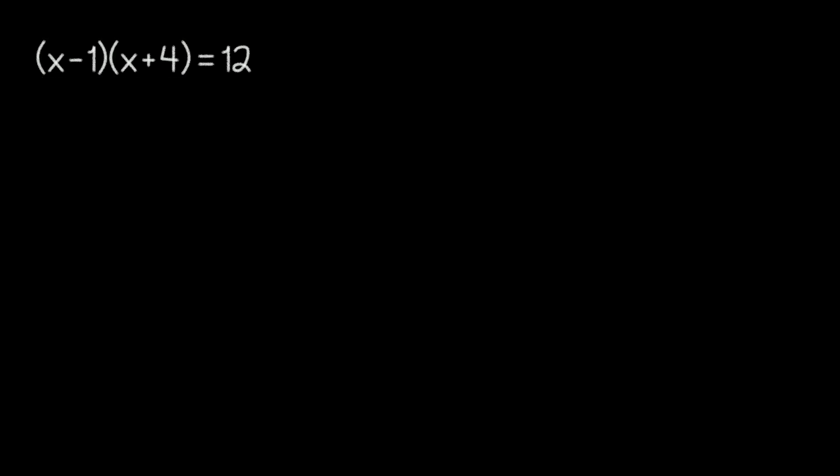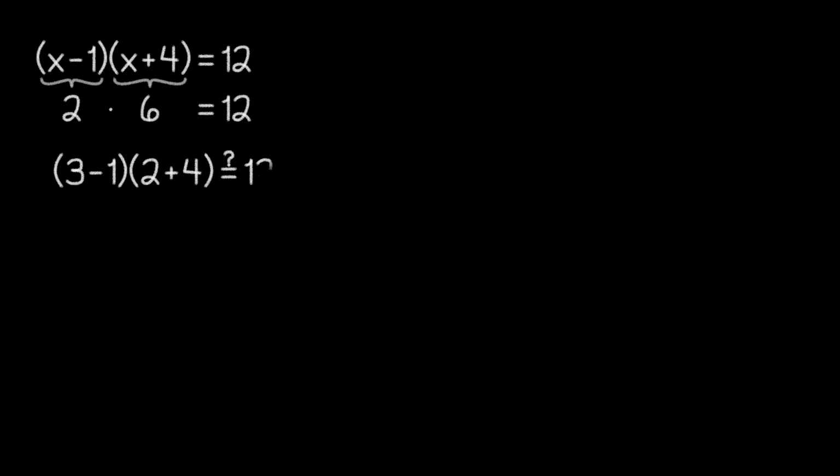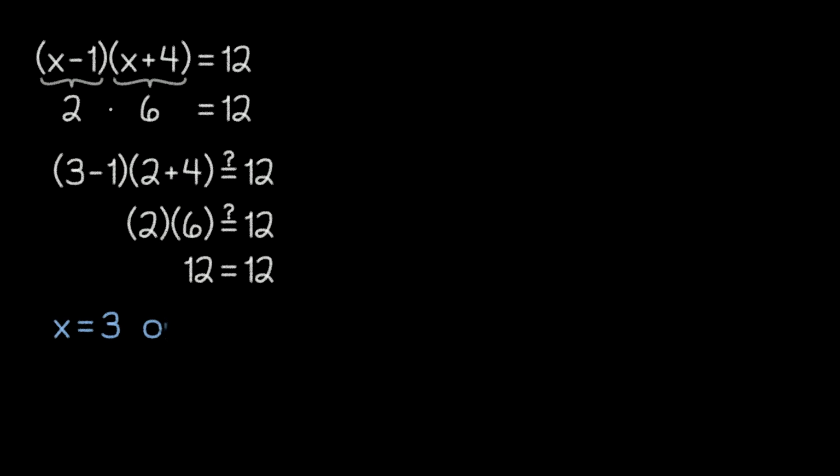For example, if we could get this first factor to be equal to 2 and the second factor to be equal to 6, then we would end up with 2 times 6, which is 12. So how can we make that happen? Well, we just have to replace the first x with a 3 and the second x with a 2, and we'll end up making the equation true. And if that's all it takes to solve quadratic equations involving the factored form, then this shouldn't be too difficult.